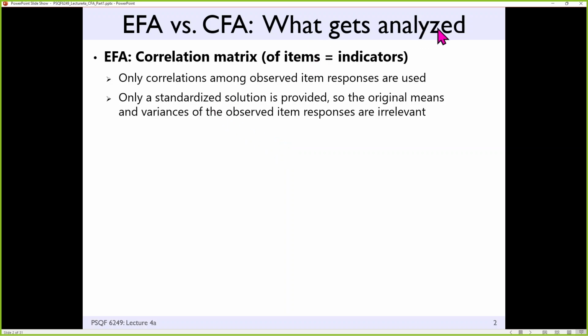So what gets analyzed is the first thing that might differ between these. In EFA, it's almost always a correlation matrix. And remember that items and indicators are synonyms. You will hear me switch back and forth because in this literature, they're often called indicators instead. So we are not paying attention to differences across items in their means and variances, which could very well matter, especially if we're interested in comparing factor analytic solutions across samples or occasions.